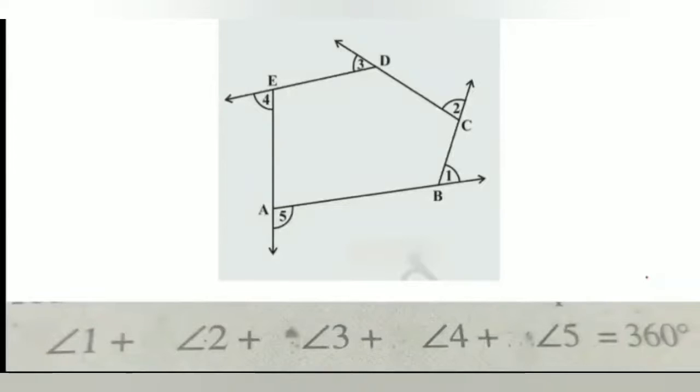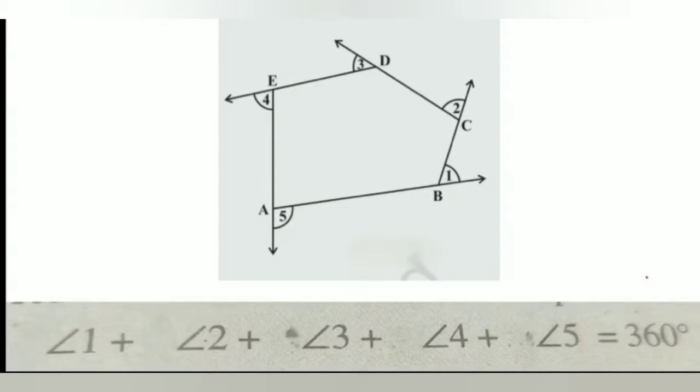Today we will continue our chapter number 3, that is understanding quadrilaterals. Let's see some definitions. Exterior angles property. So you can see this figure. This is a polygon A, B, C, D and E.